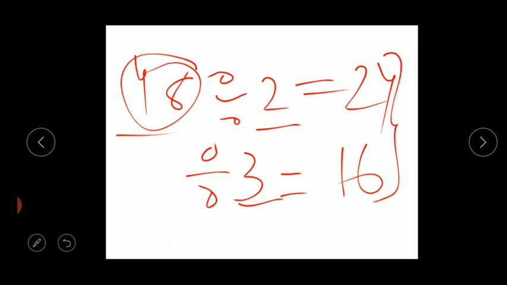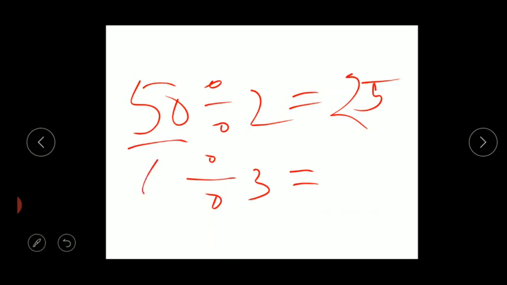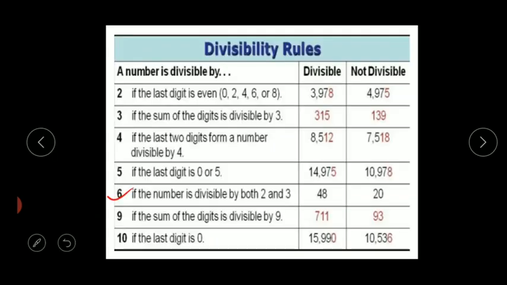So 48 is divisible by 6. Yes, at that time you can say 48 is divisible by 6. But consider 50. Is it divisible by 2? Yes, 2 25s are 50, but 3 cannot divide 50, so it is not divisible by 6. So in order to be divisible by 6, the number has to be divisible by 2 as well as by 3, both 2 and 3. Okay, so number 6 is over.